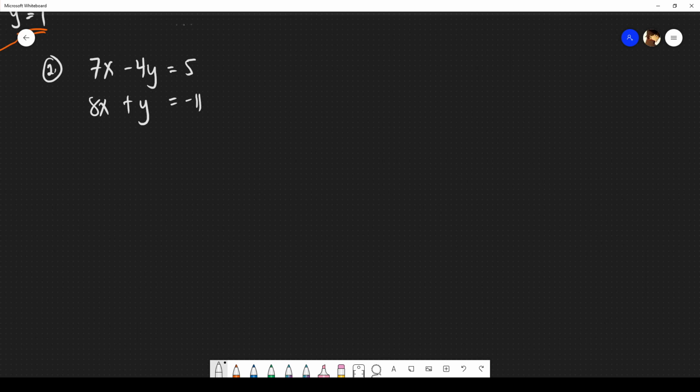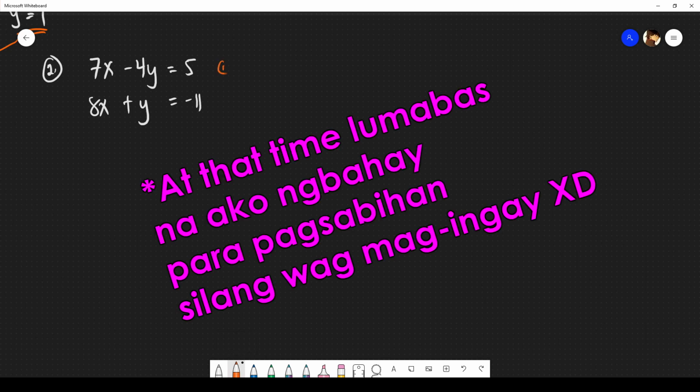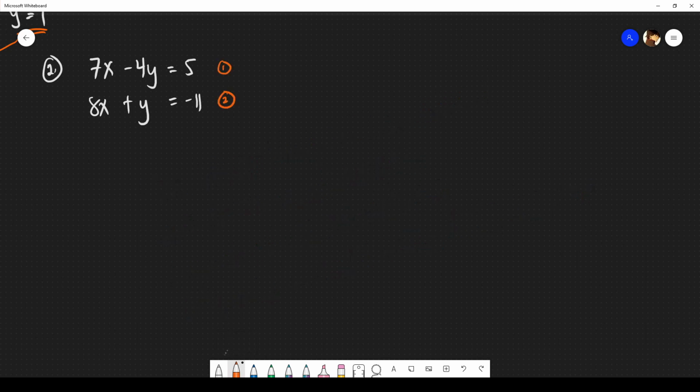So the next example is this. As you can see here, we do not have a clear value of x or y. Therefore, we're going to manipulate one of these equations. We have here equation 1 and equation 2. In equation 2, we have a standalone y. The leading coefficient is 1, so we can use it to get the value of y.